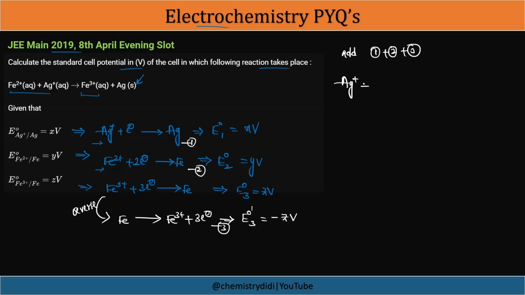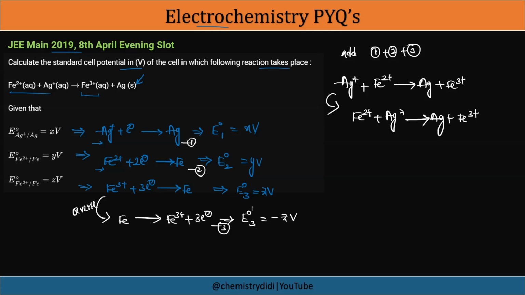Ag plus, and from the second equation we will get Fe2 plus. If you take care of these electrons, on the right side it will become 3 electrons, and on the left side you have these 3 electrons, so they will get cancelled out anyway. And here you will get Ag, and here you will get Fe3 plus. So we have got the desired equation, right? You can simply write it as the given equation: Ag plus getting converted to Ag and Fe3 plus.